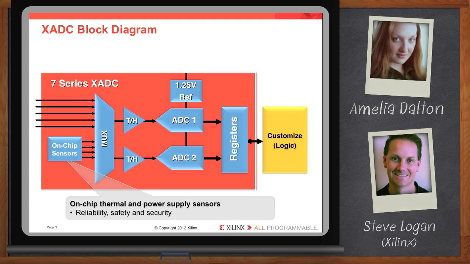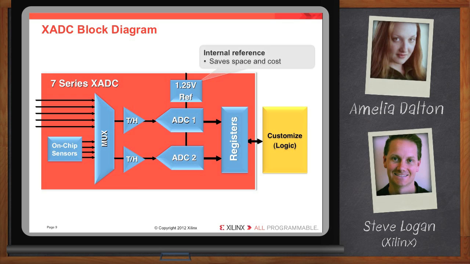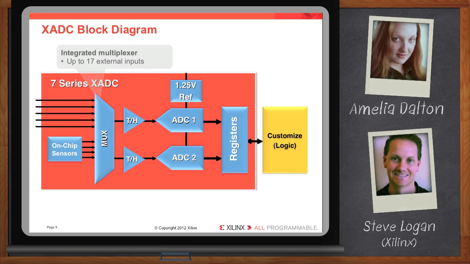So along with the on-chip sensors, we've also got the 1.25 volt internal reference there, and that's going to save you space and cost, and it's great for system monitoring applications that really need the smallest size possible. And then along with that, with those 2 ADCs, you've got a MUX, a multiplexer there that lets you get access to up to 17 external differential inputs. So for that board we were looking at earlier with all those analog parts sitting around it, you can now get access and measure those analog signals through that multiplexer and into the integrated ADCs here.